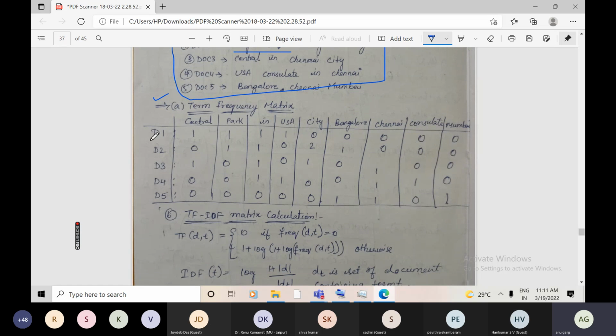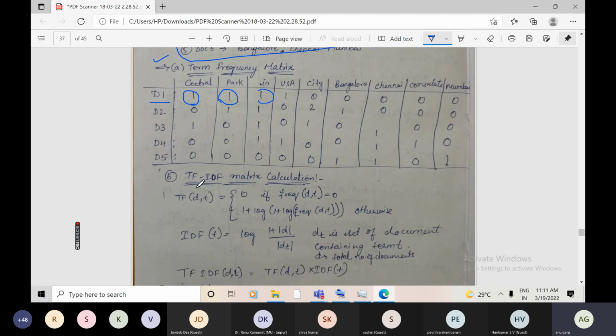Term frequency matrix means in document 1, how many times central is coming, how many times park is coming, so all the terms. Okay, similarly for D2, D3, D4, D5 you'll write down. Next you need to calculate the TF-IDF matrix.